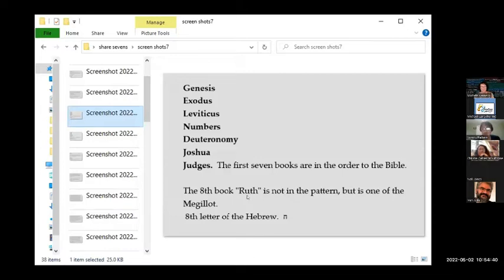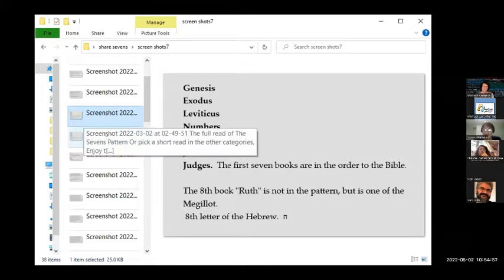So she ended the 8th with the letter het, the 8th letter. She gets the 8th letter. And Ruth is one of the 5 scrolls she's read during Pentecost, right?